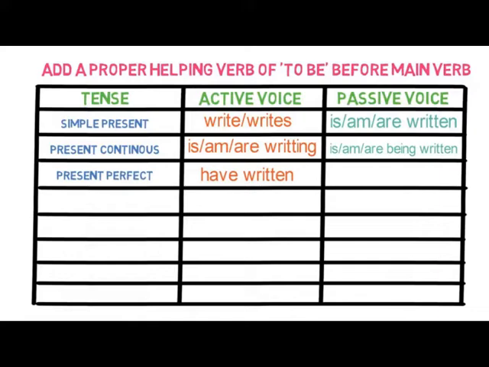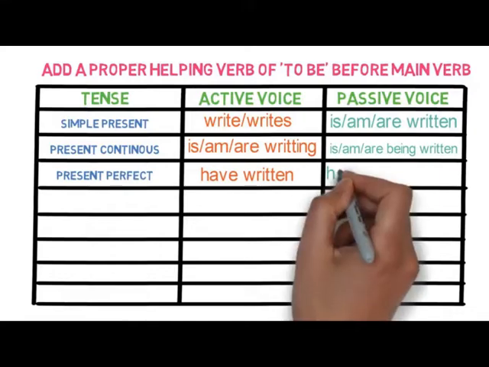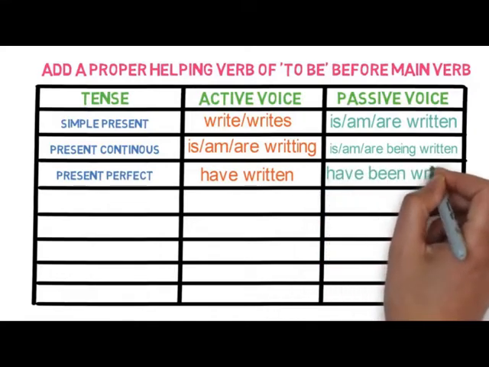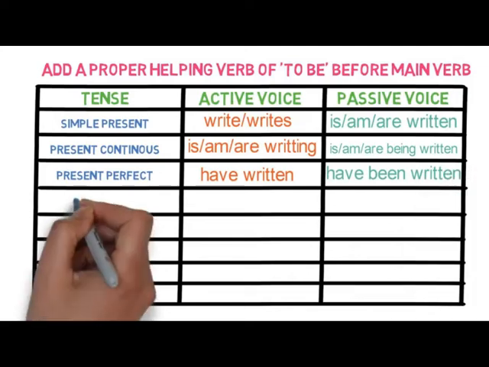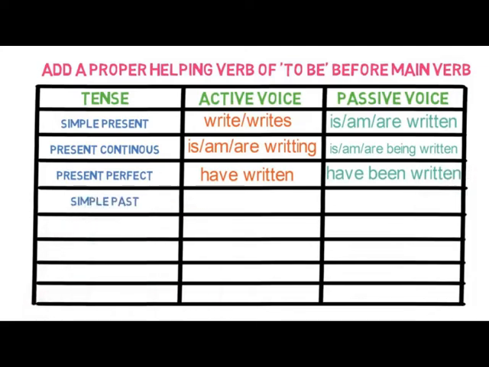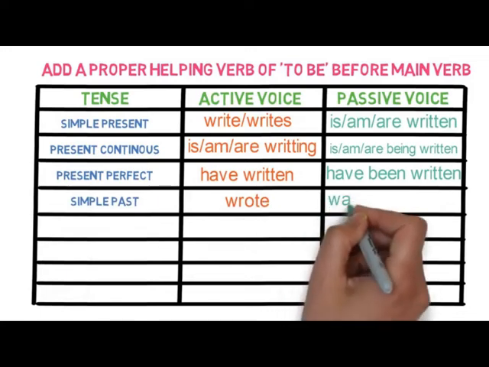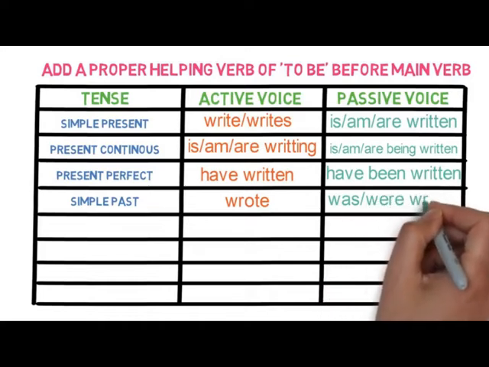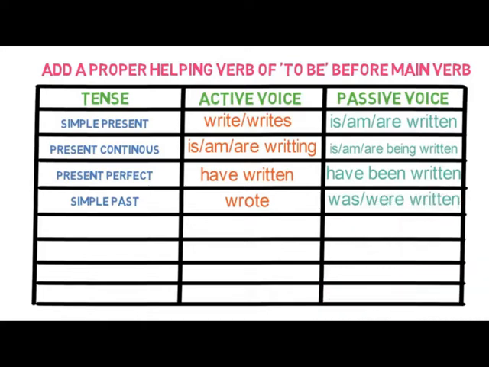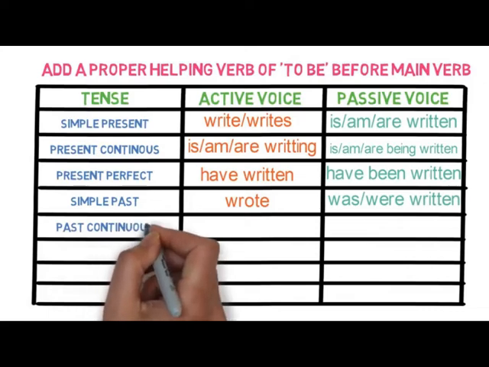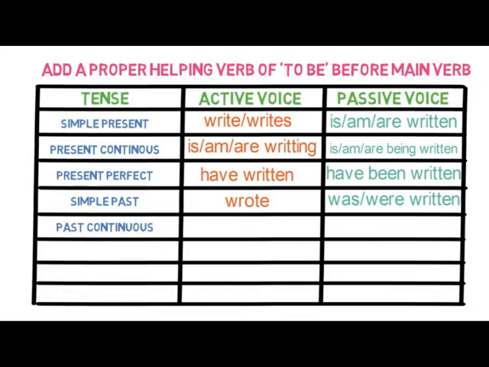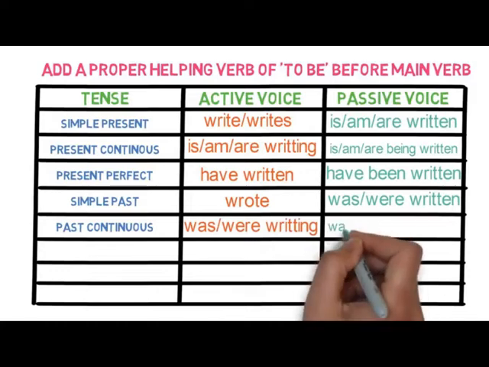In present perfect, the same idea. We have written. It will be have been written. Simple past, we have wrote is the past tense of write. We will change verb to be was or were according to the subject, and we will write the third conjugation of write, that is written. In the past continuous tense, we have was or were writing. We will change it to be was or were being written.